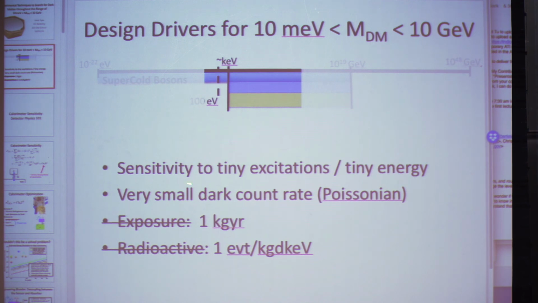And we said there were a few things. So we needed sensitivity to tiny excitations or some kind of tiny energy. We needed very small dark count rate. And we needed that dark count rate to be Poissonian and not non-Poissonian. And exposure wasn't a big deal. You could do a kilogram year and you're fine. And radioactivity also is not a huge deal. You can do 1 kilogram per day per keV if that's your background, Compton background, and you're good to go. So it really comes down to how do you get those two.